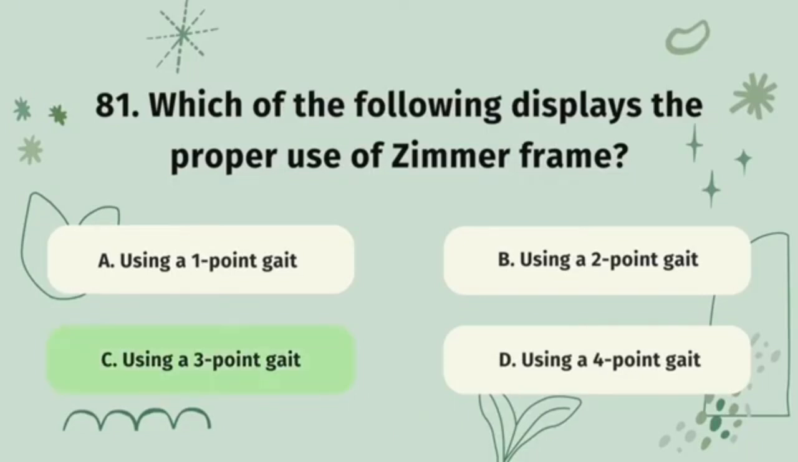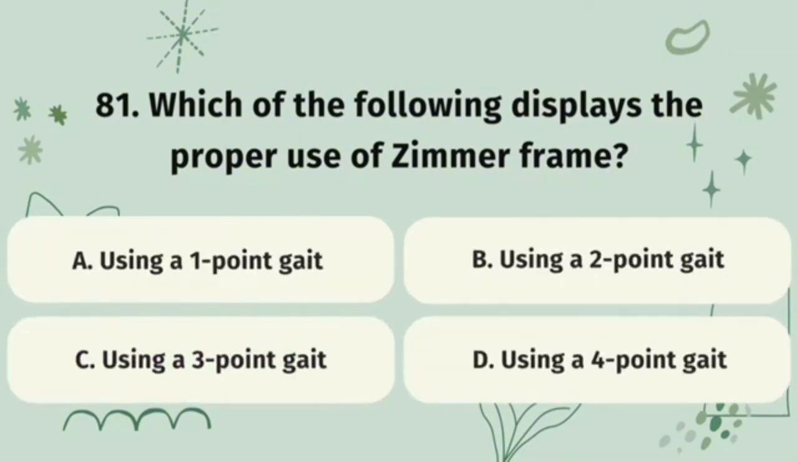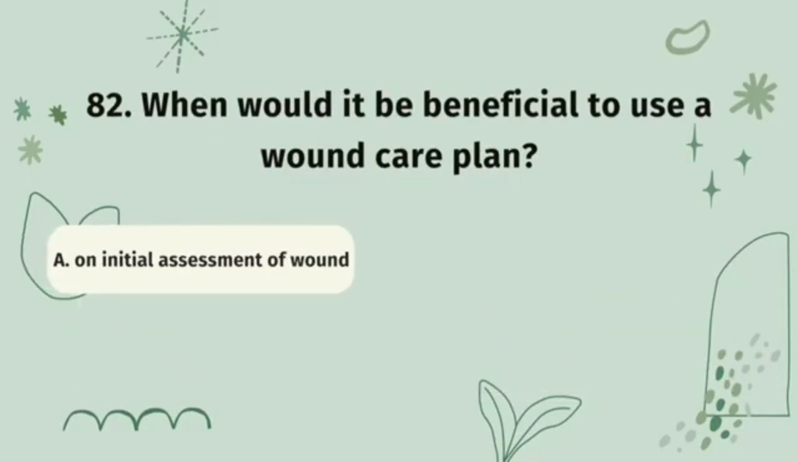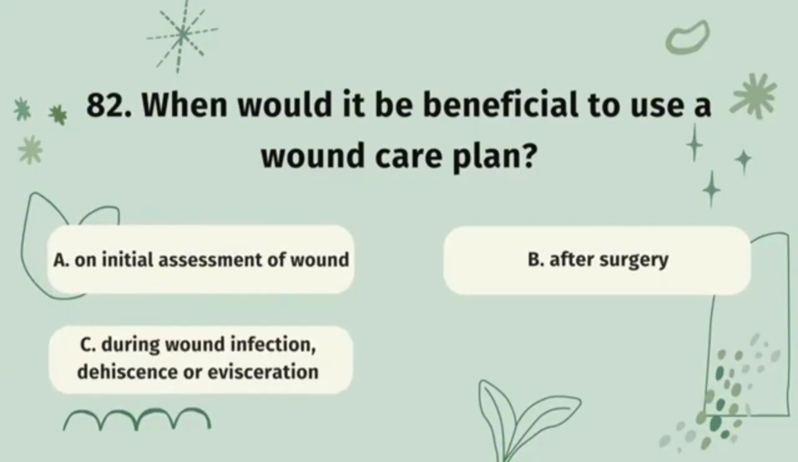The correct answer is C. Question 82. When would it be beneficial to use a wound care plan? Option A, on initial assessment of wound. Option B, after surgery. Option C, during wound infection, dehiscence, or evisceration. Option D, all of the above.